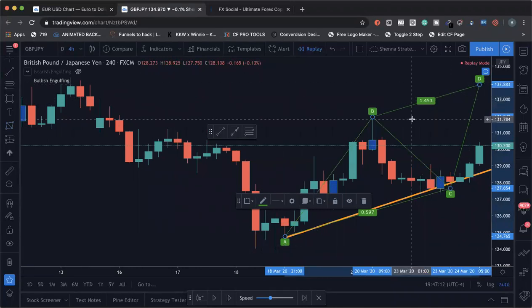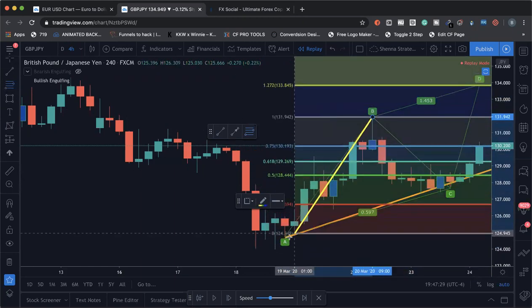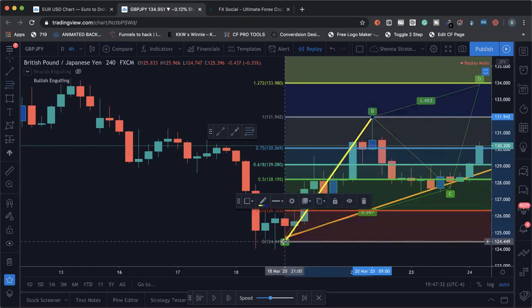For take profit, tell me how many pips you want to make on this trade. Just give me a number. 50. Okay. Cool. So we're going to aim for 50 pips on this trade. Are we doing buy or sell? Buy. Perfect. Let's do Fibonacci. When you do Fibonacci, you go from B to A. That's how we know where the market's going.